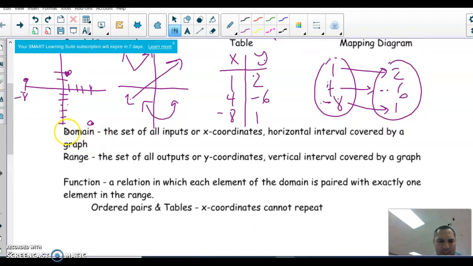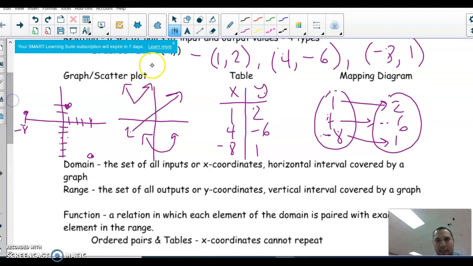All right, next definition is a domain. That's a set of all your inputs or x coordinates. So our domain for this table would be 1, 4, -8, this bubble here. Or if you have an ordered pair, it's going to be the x coordinates, the 1, the 4, and the -8. If it's not a scatter plot, but a continuous graph of some sort, it'll be the interval covered by the graph. Range is the outputs, the y coordinates, or the vertical interval covered by the graph.